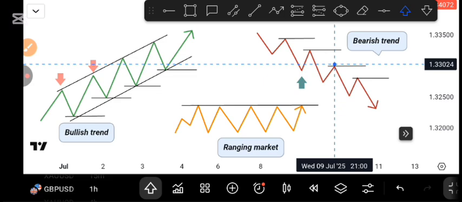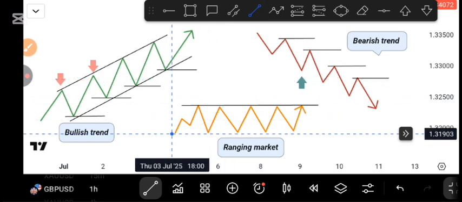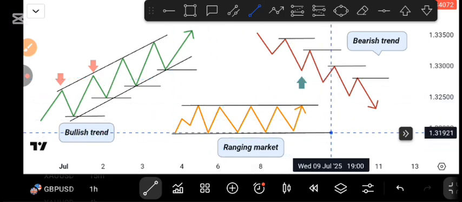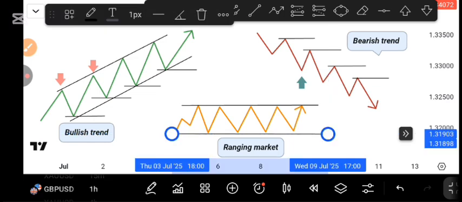For a bearish trend to keep creating new lows, it must not create a new high, that is, a higher high. That is it for a bearish market. Now the third one we have is a ranging market. This is when the market is not creating new highs and is not creating new lows.